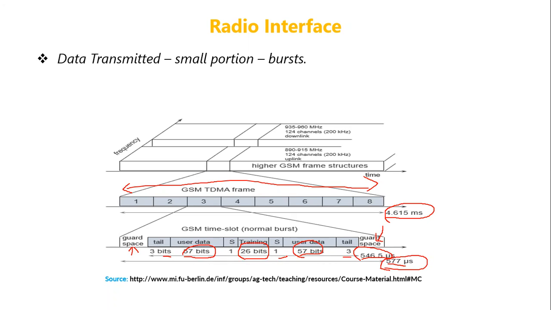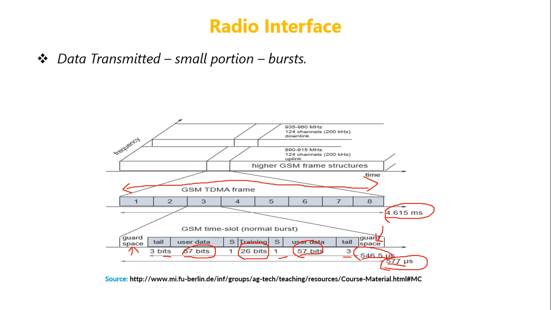The actual burst is only 546.5 microseconds. If you subtract 546.5 from 577, the remaining 30.5 microseconds is used as a guard space, to avoid overlapping with the other burst.